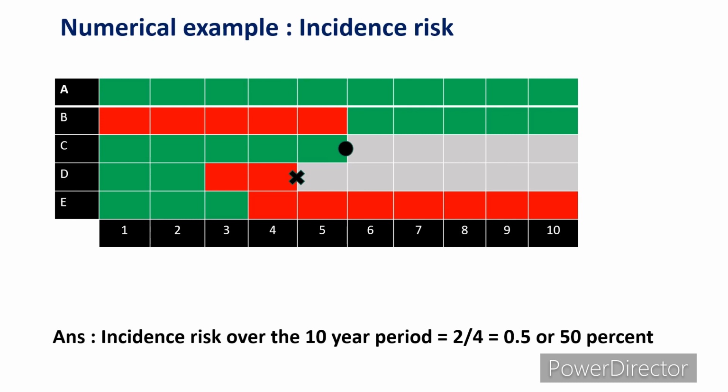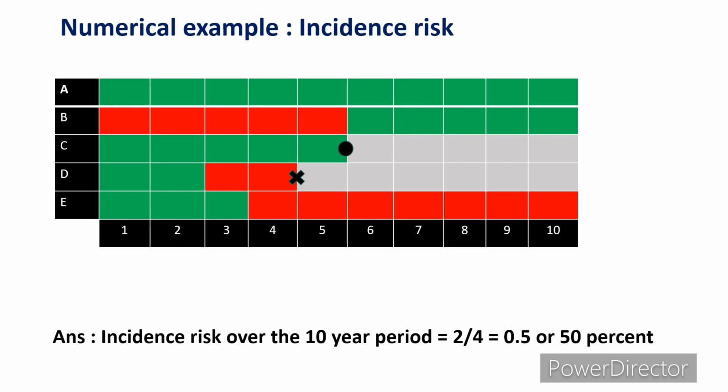Okay, this is an example of incidence risk. If you can see the diagram on the left side, we followed 5 cases, case A, B, C, D and E, for a period of 10 years that you can see on the x-axis, the time period. The green color indicates the healthy period, whereas the red indicates the disease part.